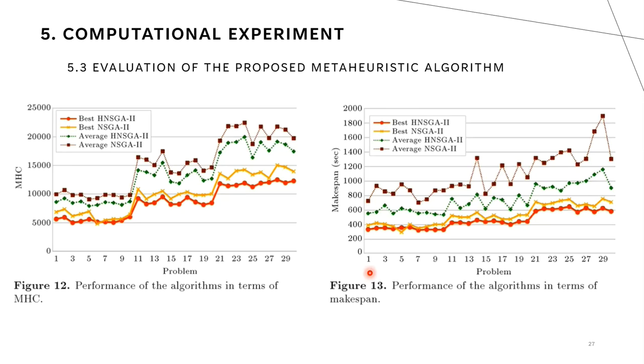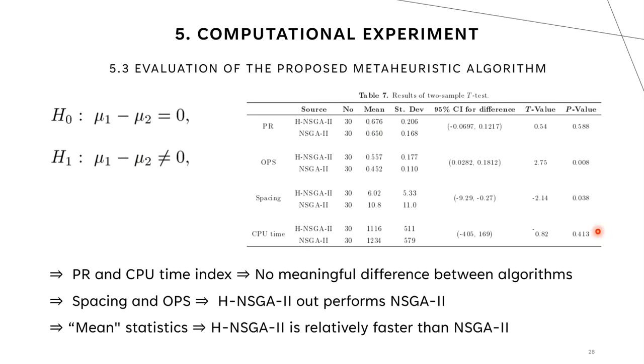Figure 12 and figure 13 present the results of the proposed HNSGA2 and the original NSGA2 in the context of material handling cost and makespan. Figure 12 shows the material handling cost index. You can see HNSGA2 outperforms the original NSGA2 in all the test problems except for P6. Meanwhile, the makespan shows HNSGA2 finds better results than NSGA2 in all problems except for P5 in figure 13. We also analyzed the performance of the algorithms using statistical tests.